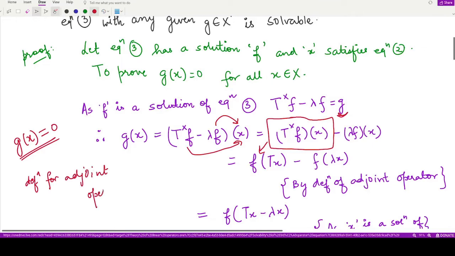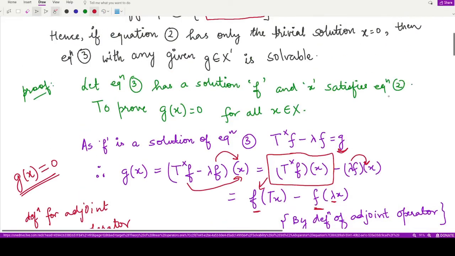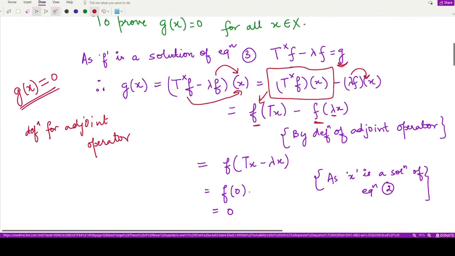The second term over here, lambda f, could be written as f of lambda x. This lambda, because it is a scalar quantity, could be taken outside or moved inside, because f is a linear functional and this scalar does not affect it at all. So now we can again club the terms because f is a linear functional. So we have f of Tx minus lambda x. Now we also assume that x is a solution for equation 2. That means Tx minus lambda x would give us 0 because x is the solution for this equation, and f of 0 is basically 0 because f is a linear functional.